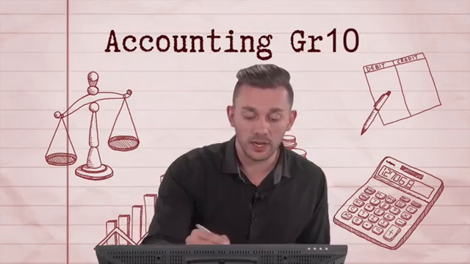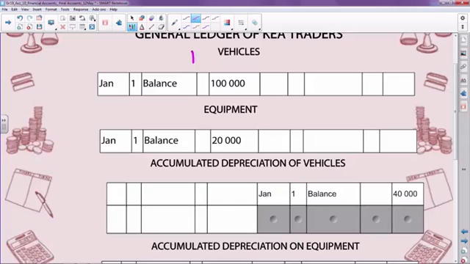So remember, your vehicles will be an asset. It's plus minus and will be always recorded at your cost price. There it is, 100,000 Rand. That's what I've paid and will stay like that. Your equipment, we've paid 20,000, also an asset, and it will remain 20,000.